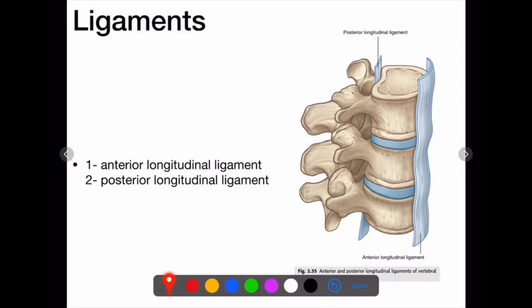We go to another subject in the vertebral column: the ligaments, the strong connective tissue in the vertebral column. There are the anterior and posterior longitudinal ligaments. This is the anterior longitudinal ligament in front of the body of the vertebrae, and this is the posterior longitudinal ligament at the posterior surface within the vertebral canal.